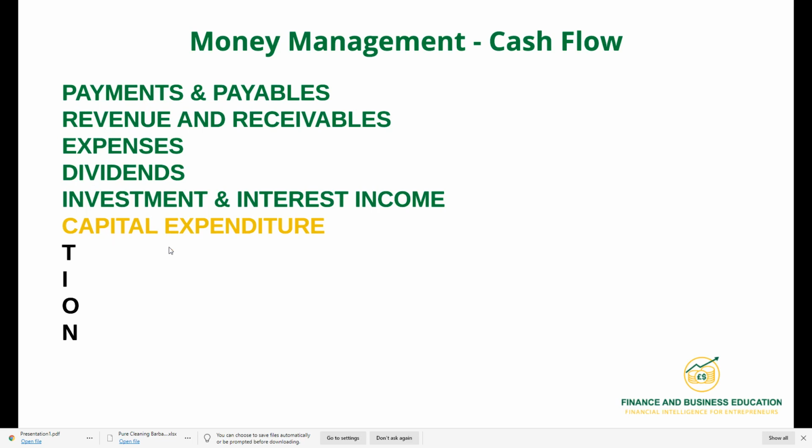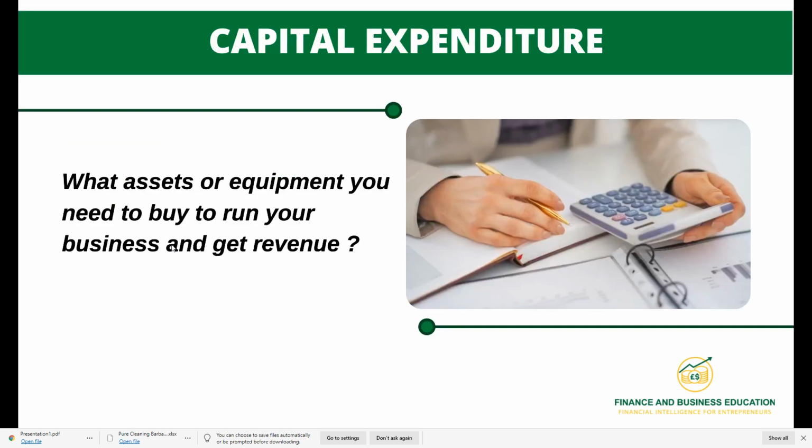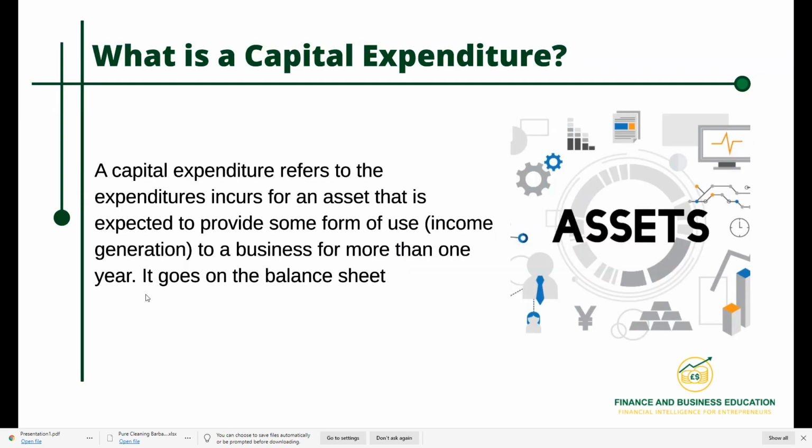Capital expenditure is long-term expenditure. It's effectively when you're buying assets or equipment, and you're obviously going to plan for this. The only reason that you're going to buy equipment or assets is to get a return on the investment. So you will plan to have capital expenditure on the basis that you'll get some returns for your investments.